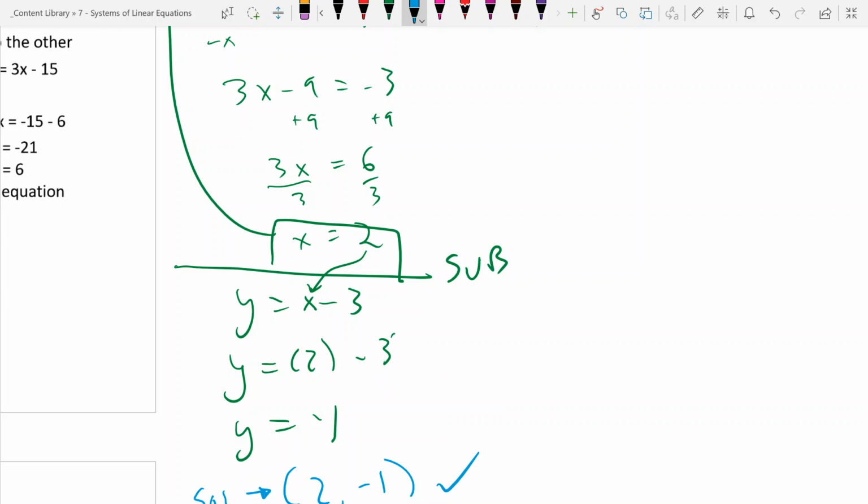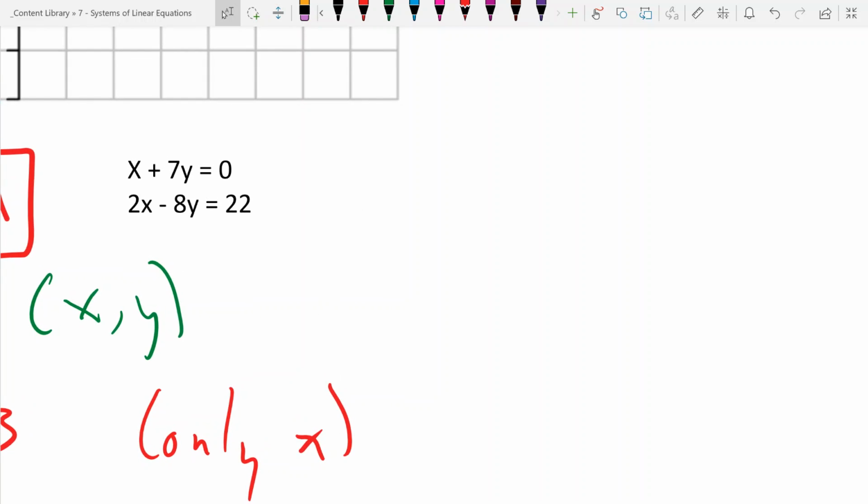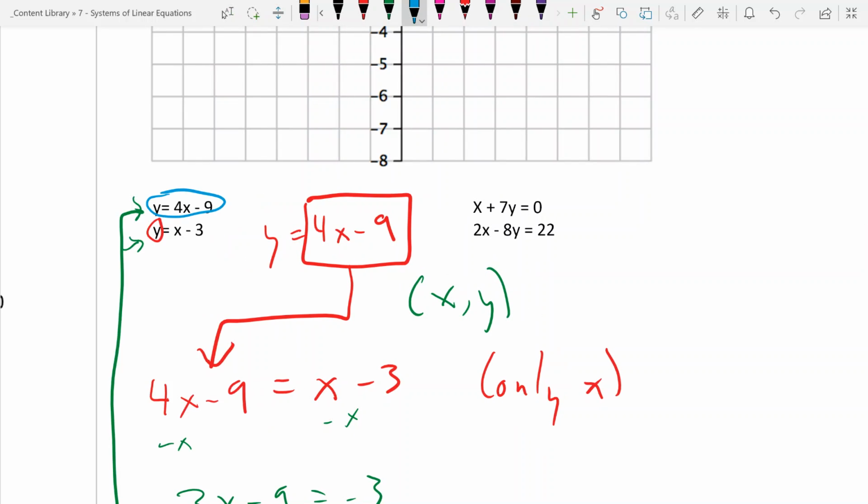Okay, cool. Let's try it again with a harder example, this one. The reason this one's tougher is because in the last question, we had it set up in a way where it literally was y equals. We had a variable isolated. In these two, there are no y equals or x equals. They're all jumbled up together. So all we have to do is rearrange.